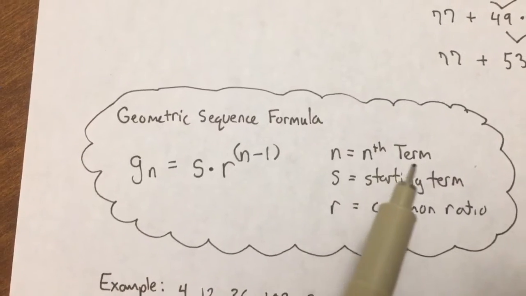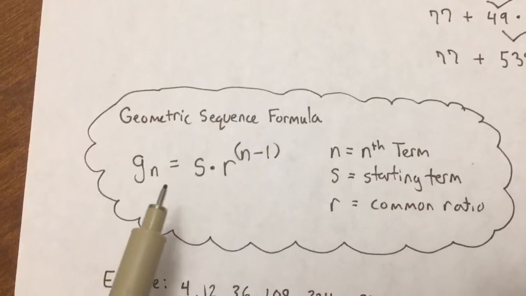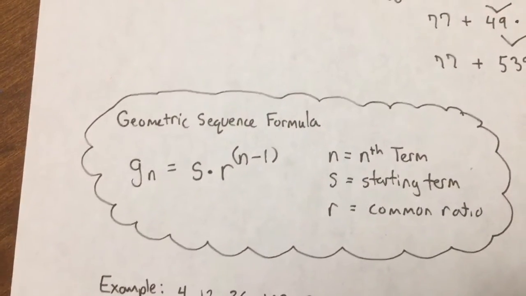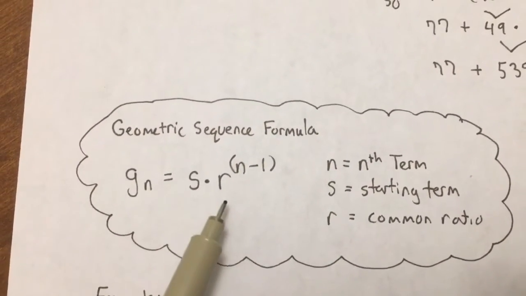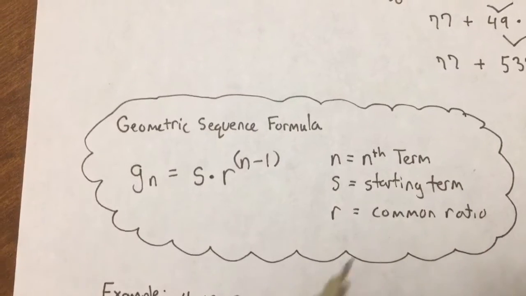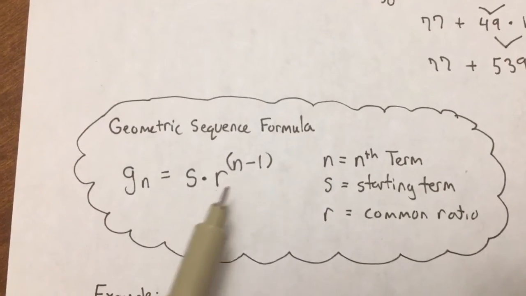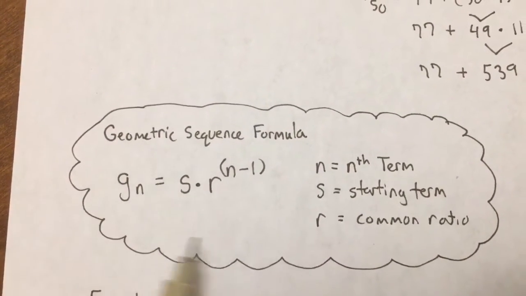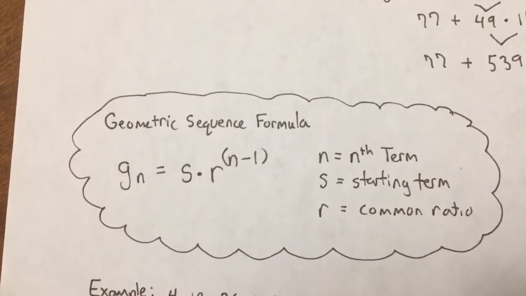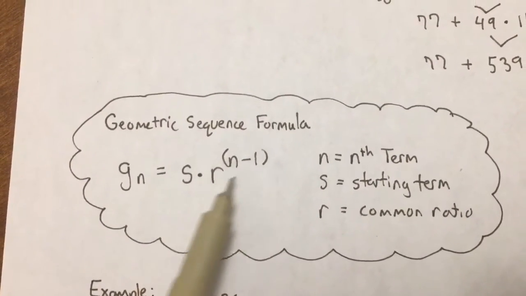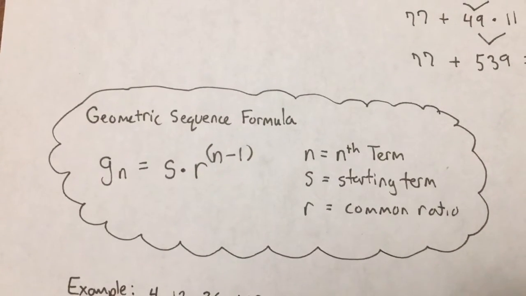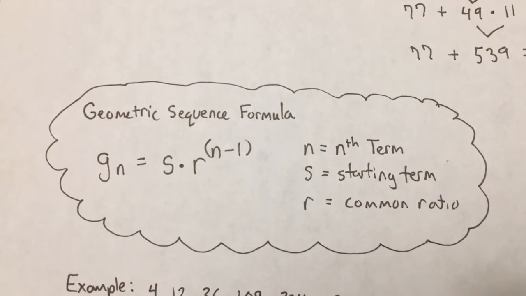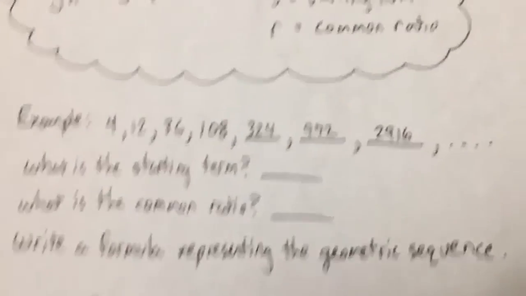So n represents the number term that we're on, so first term, second term, third term, and so forth. S is our starting term, and then R represents our common ratio. Now what makes this formula very unique, because of the nature of geometric sequences, is that it actually turns out to be more of an exponent operation that takes place.